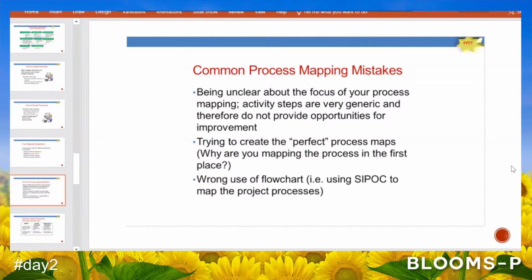Another common process mapping mistake is trying to create the perfect process maps. So why are you mapping the process in the first place? You have to answer the question. Why are you mapping the process in the first place? So the common wrong use of flowchart is using CPOC to map the project processes.